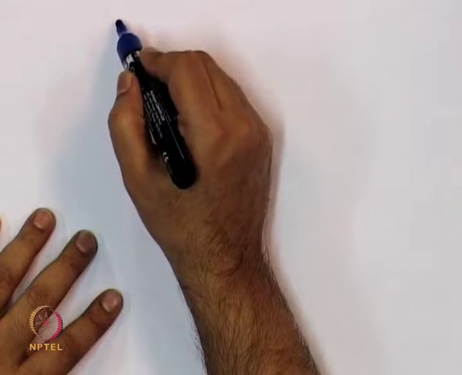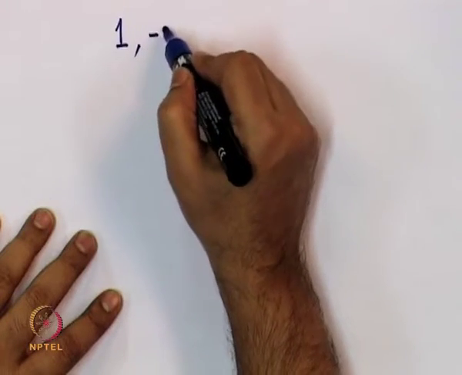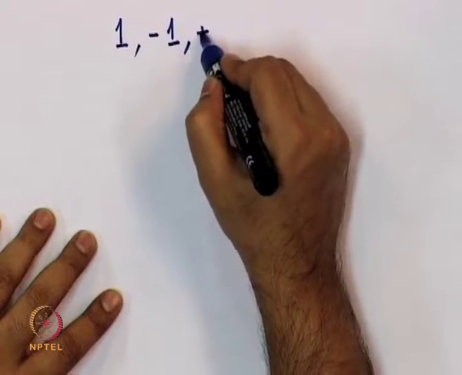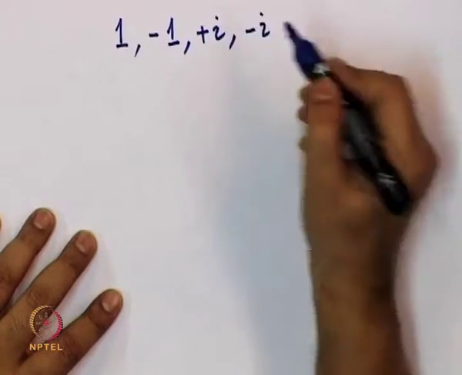So, let us start with the notion of a group. So, let us consider a set which consists of 4 elements, namely plus 1, minus 1, plus I, the imaginary or complex number, and minus I. Right. So, this is a set. So, let me write it down: 1, minus 1, plus I, and minus I.